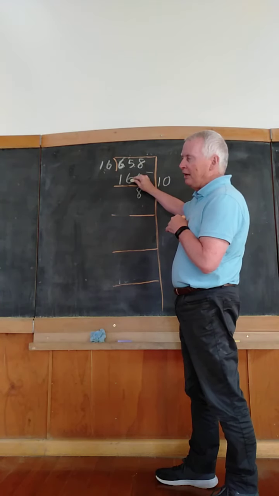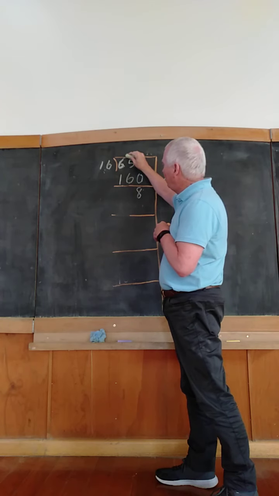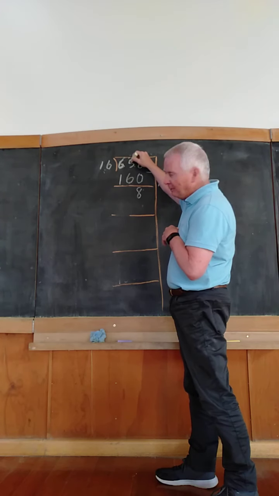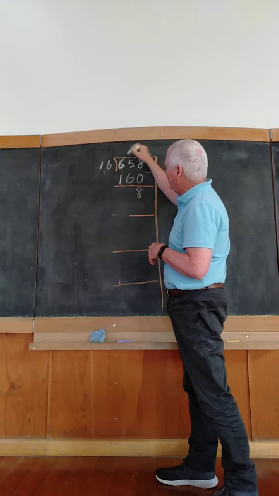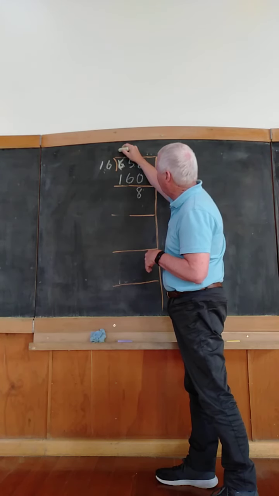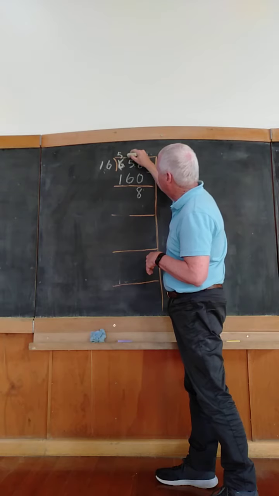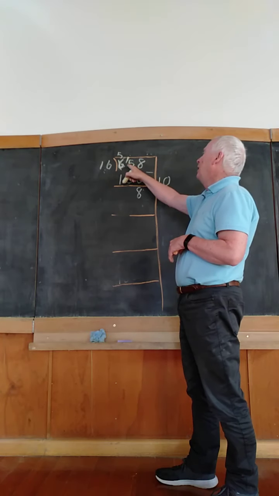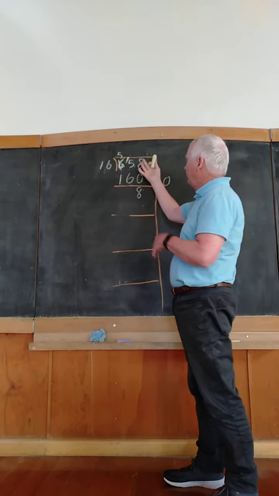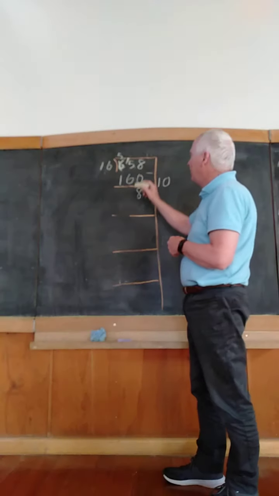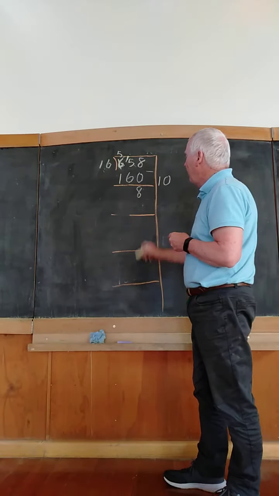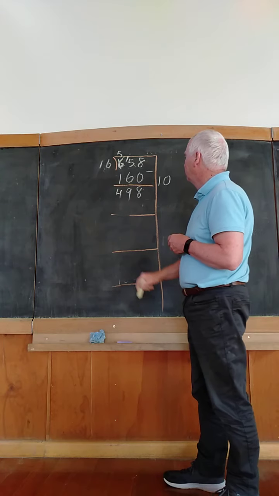5 take away 6, you can't do. So you have to borrow, think about this number here, borrow. Take 100 away from this, so that becomes 500. That becomes 100 plus 50. So in other words, 15 lots of 10, but we just call it 15. So 15 take away 6, that's 9. 5 take away 1, and that's 4.